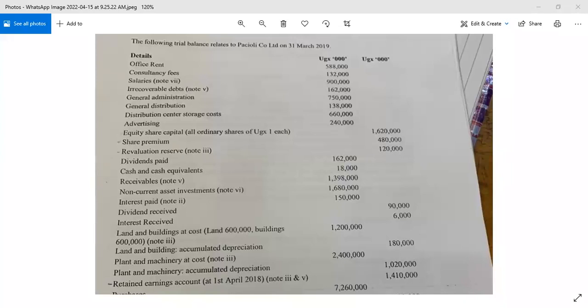So rent, I'm saying they go under admin. Reason being, as long as they don't affect sales and cost of sales, it can only be under admin. Hence rent, it is 588,000. The next, consultancy fees, still is under admin. Realize that these ones I'm just putting straight once, the reason being they're not entries. They've been around. Then salaries you've seen.